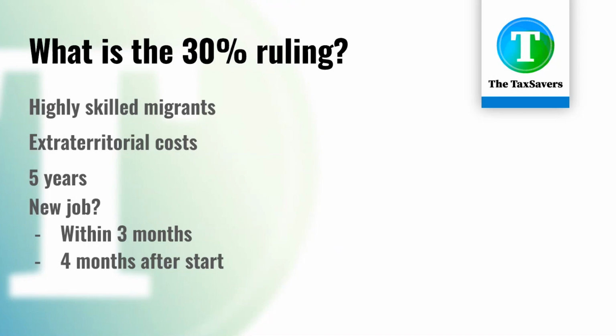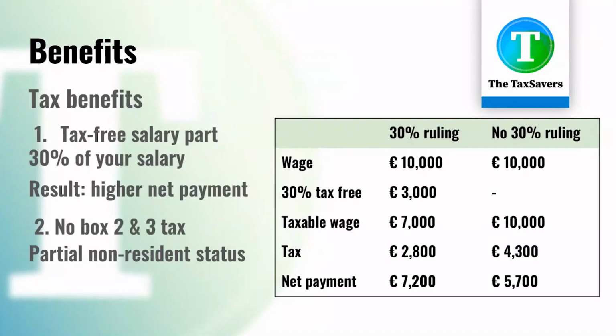When should you apply for it? If you just moved to the Netherlands, you need to request it within 4 months of starting to get the full benefit from the starting date of your contract. If you request it later, those first months will be reduced from the 5 years you were originally entitled to. If you benefit from the ruling, up to 30% of your gross annual income may be paid out to you tax-free. As you can see in this example, the net payment is €1,500 higher than without the 30% ruling.